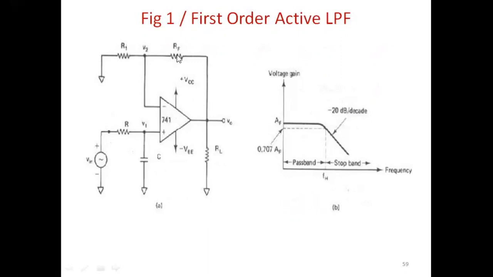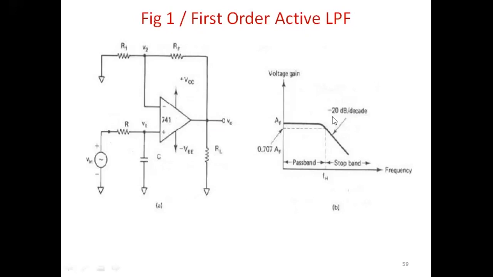We are using feedback element RF, input resistor R1, and to the positive terminal, we are applying the input through an RC network. This RC network plays the important role in determining whether the circuit works as a low pass filter or a high pass filter.